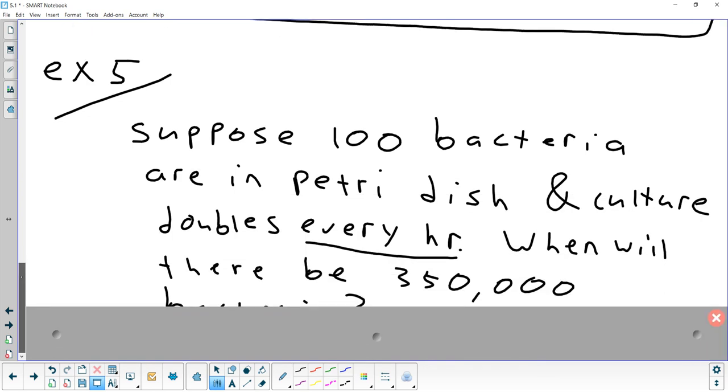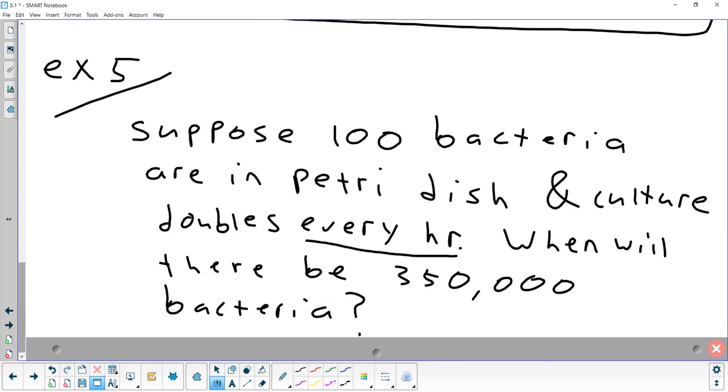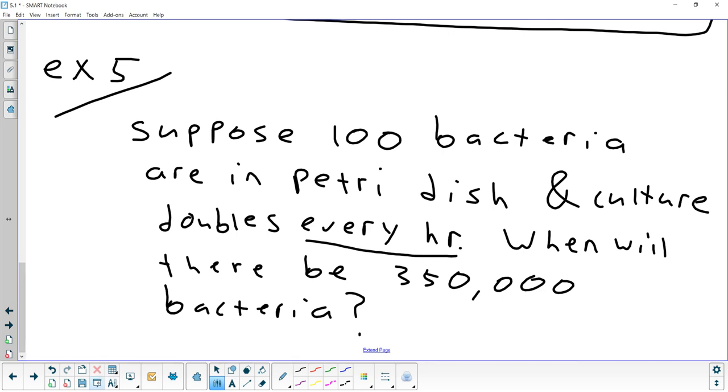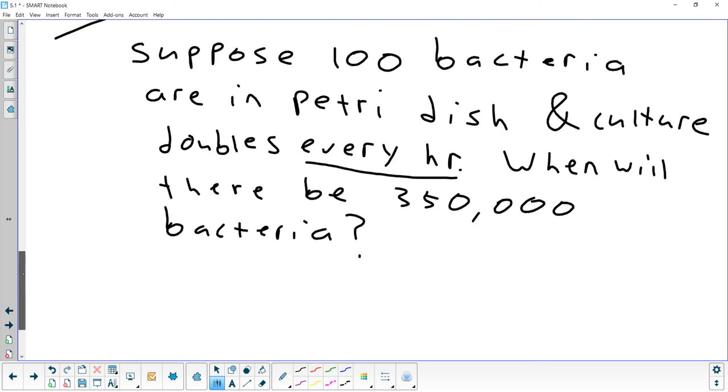So, let's look at this. 100 bacteria in a petri dish doubles every hour. When will there be 350,000? All right, so let's write a formula for the amount of bacteria. How do I want to write this? Let's write the amount as a function of time. What's the first thing I write down? 100. 100, that's my initial amount.